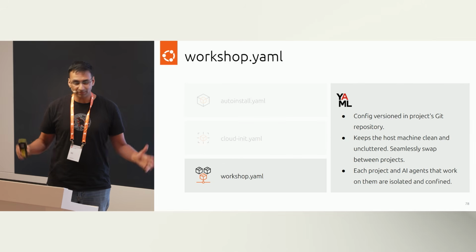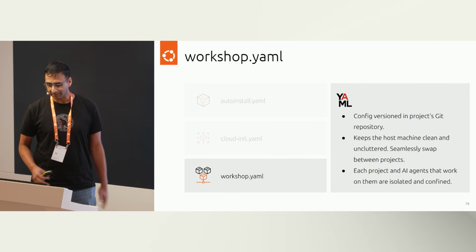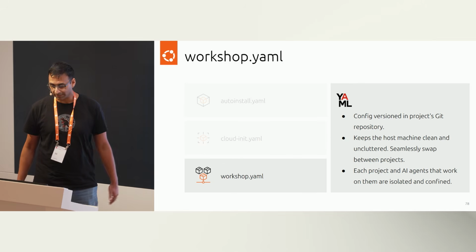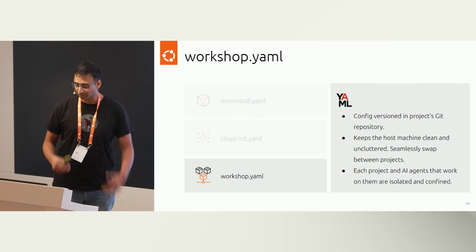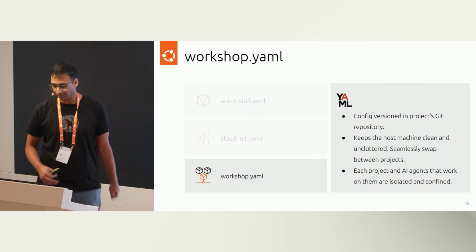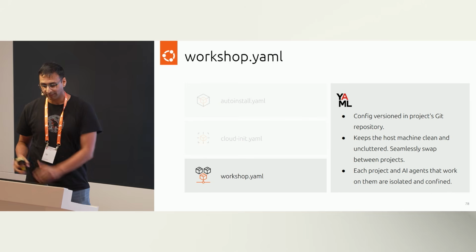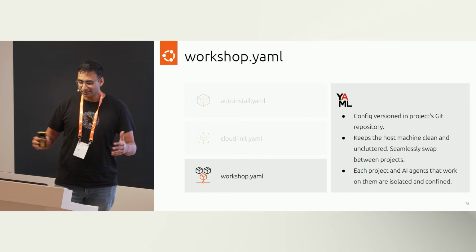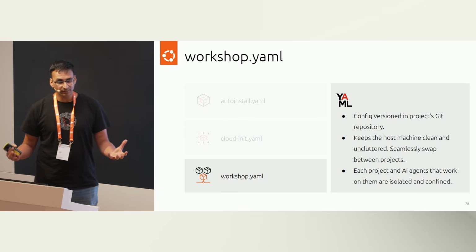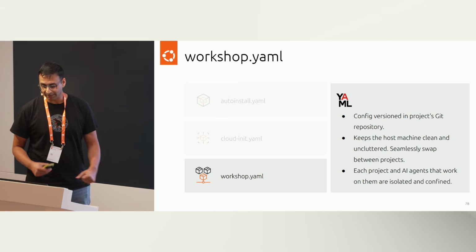Now, software developers don't just work on one thing. They juggle multiple projects over time. So project A might need Python 3.11, Postgres, and a specific AI agent framework, and project B might require Node.js 22 and Redis. And now Workshops allow you to work on both projects with zero host contamination.